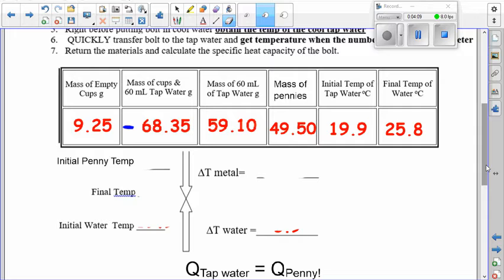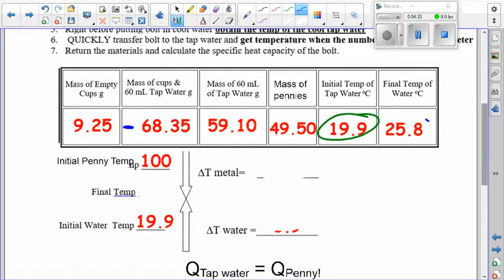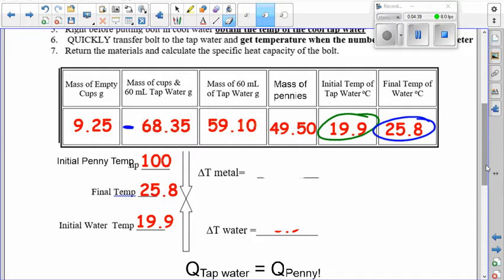When you put them together, the water temperature goes up, the metal temperature goes down, and they meet somewhere in between their starting temperatures. So the penny started up here somewhere, 100 degrees. You will all have 100 degrees. The water's initial temp, just this guy right here, is 19.9. And they met somewhere in between. In this particular case, that is 25.8. So what's the delta T of my metal? What's the delta T of the pennies in this case? What's their change in temperature?